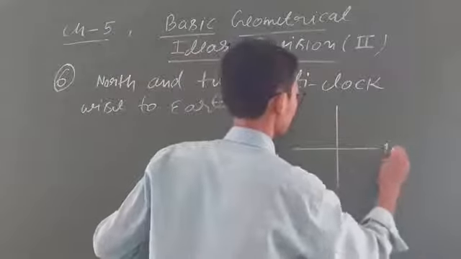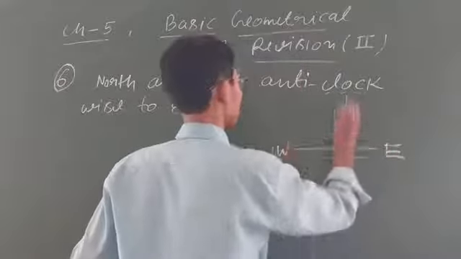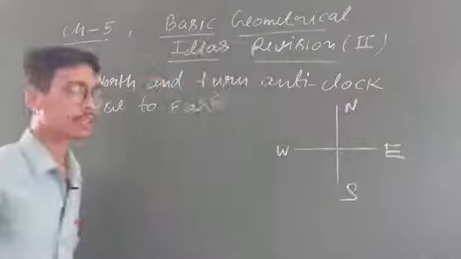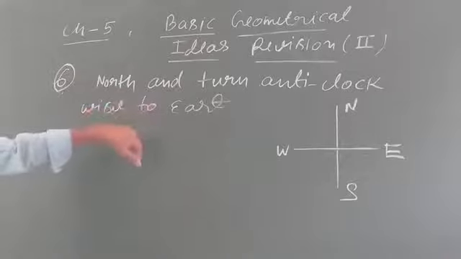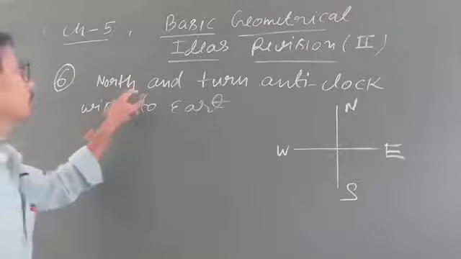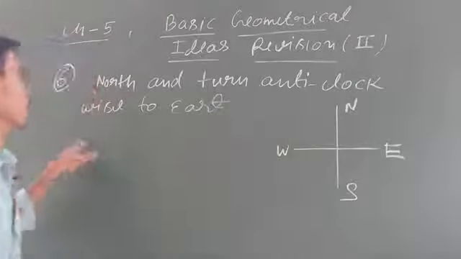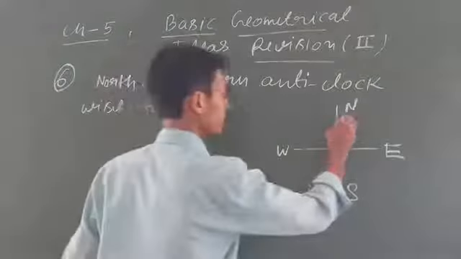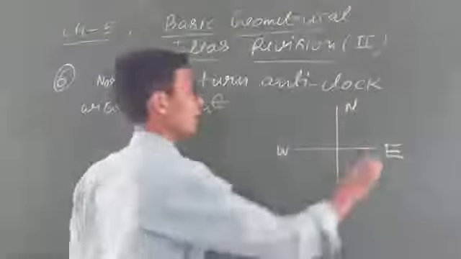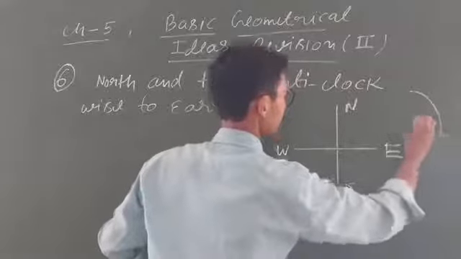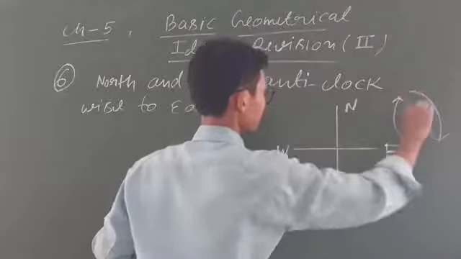East, west, north, south. Clear? Now see, you have to find out the number of right angles when you move north and turn anti-clockwise to east. North is given, this one. Now clockwise means like this. Anti-clockwise means like this. Yesterday I also explained.